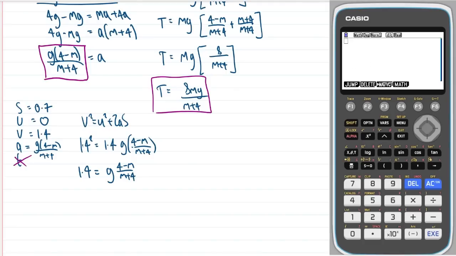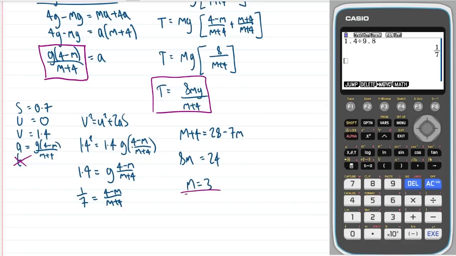And then I can divide through by g, so 1.4 divided by g gives me 1/7. So I get 1/7 is equal to (4 minus m) over (m plus 4). Cross multiply, I get m plus 4 is equal to 28 minus 7m. Add 7m to both sides, take away 4 from both sides, so I get m is equal to 3. Job done.